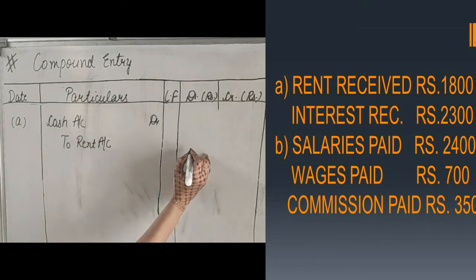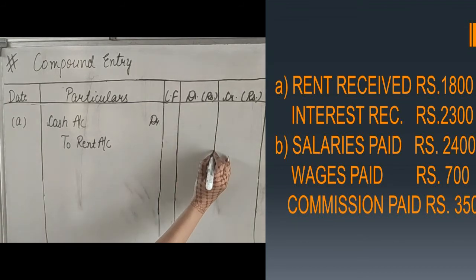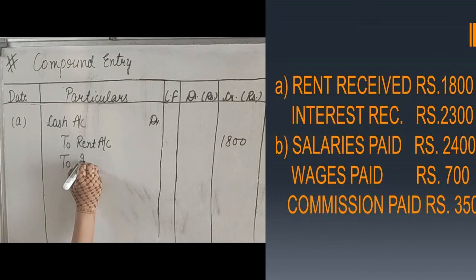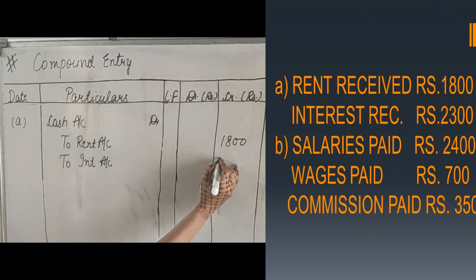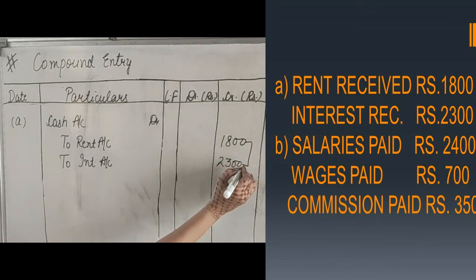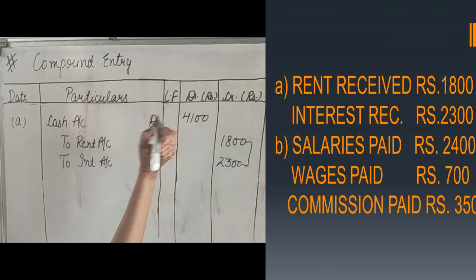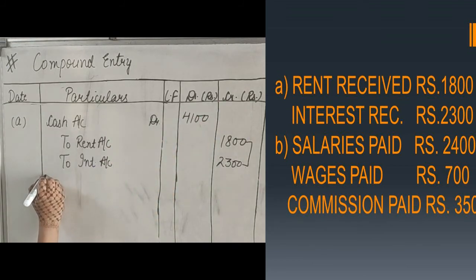We can write that rent account. The amount of the rent is 1800, and the second is to interest received. You can write the to interest account. The amount of the interest is 2300. Now the total of this amount is 4100. You can write this figure in the debit column.